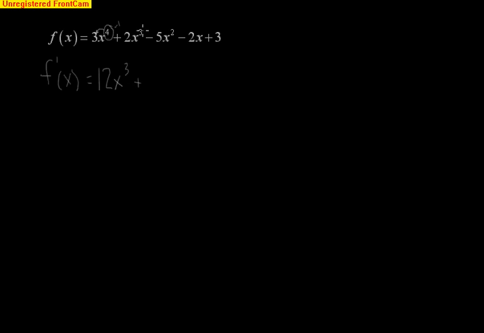So we'll wind up with the 3 times the 2, which gives us 6. Subtract the power by 1, 6x squared there. Then we're going to wind up with negative 10x to the first minus 2, and then the derivative of any constant is 0. So there's our derivative, 12x cubed plus 6x squared minus 10x minus 2, just simply using the power rule for that one.